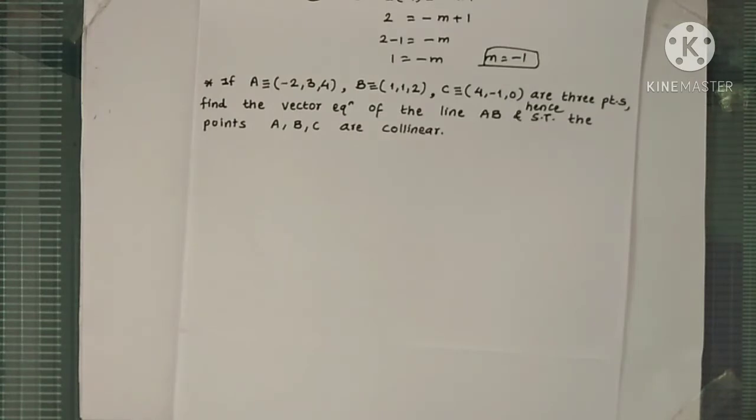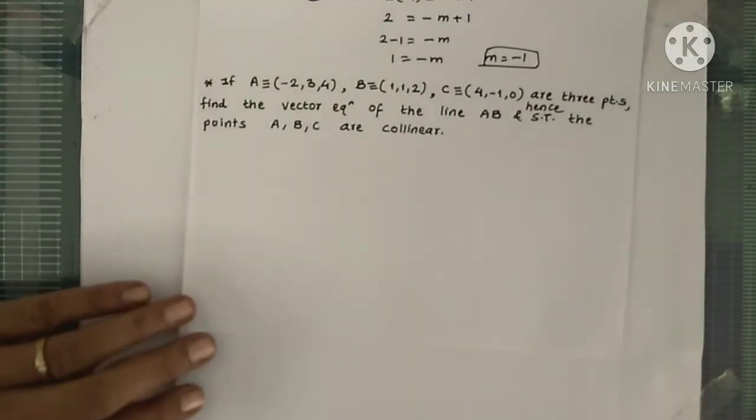Because to prove 3 points are collinear, we know that we can prove that AB bar is a scalar multiple of AC bar. So that is one of the techniques to prove 3 points are collinear. Or you can find the distances AB, BC, AC, and you can prove that one of the distances is equal to the sum of the other two distances to prove those points collinear.